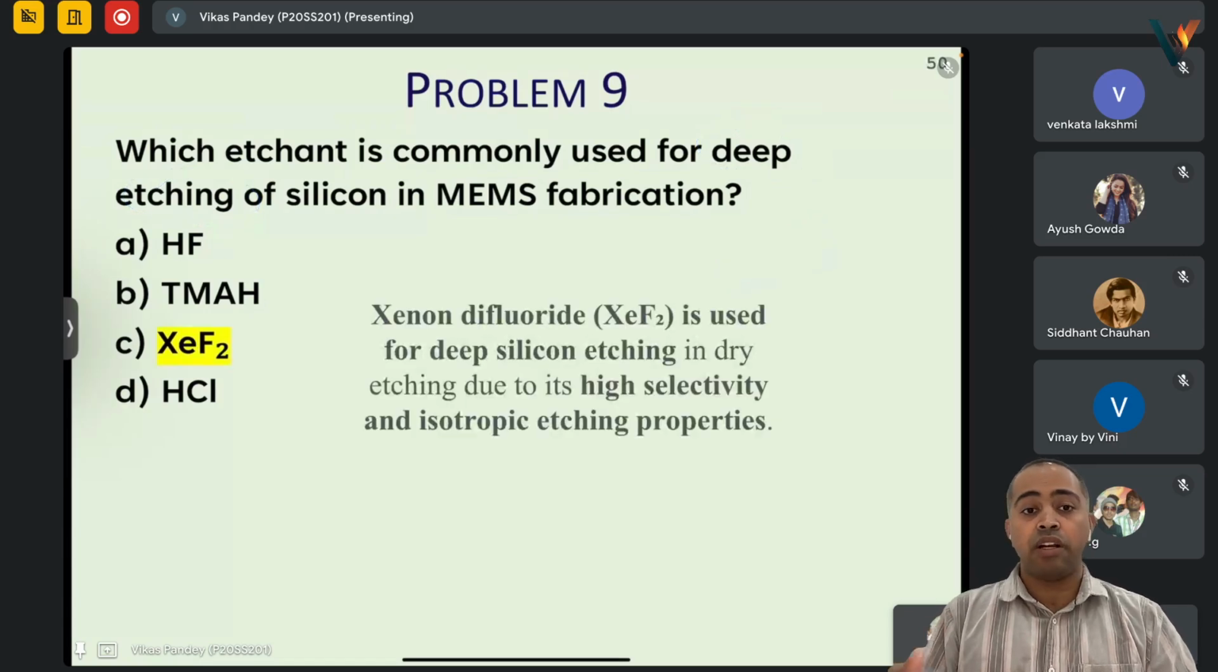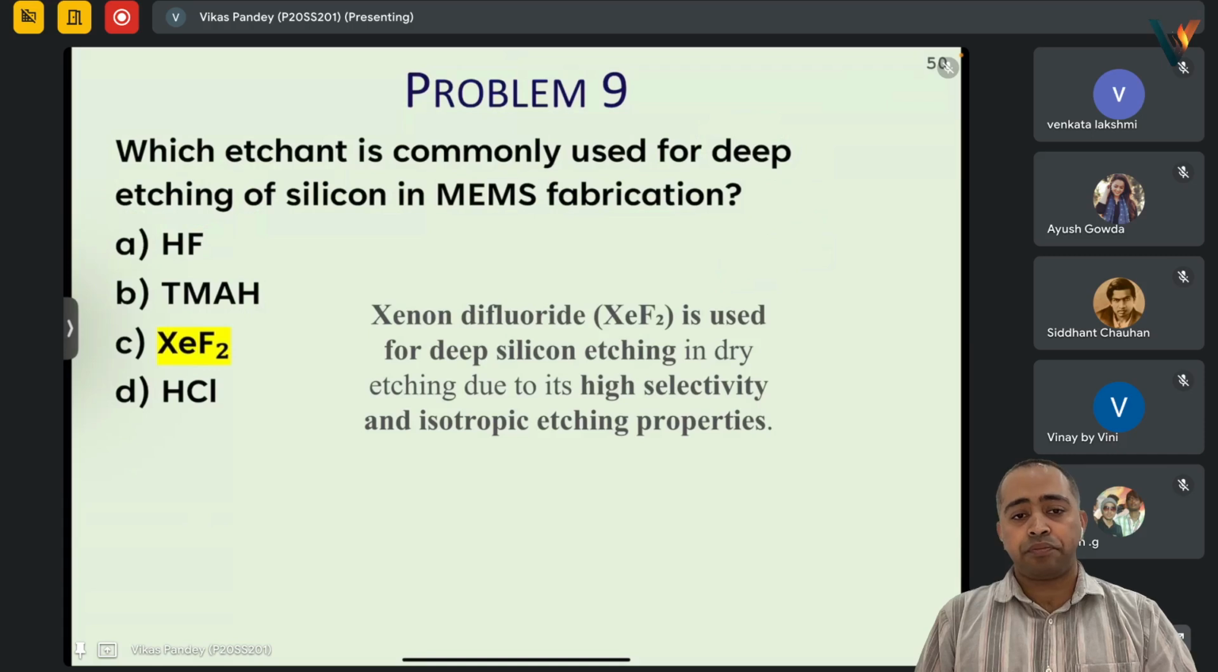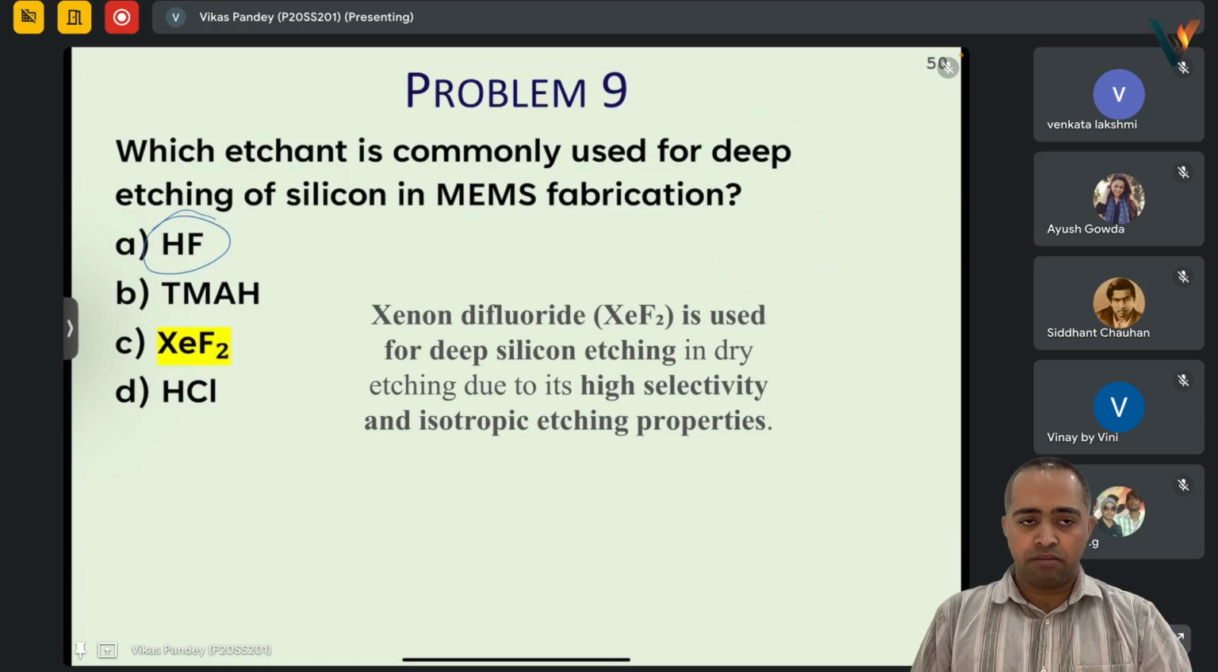So, xenon fluoride. Remember I talked about fluorine-based plasma. That is used for highly selective and isotropic etching properties. HF is not used since it is very volatile, as well as it is liquid, and it is acidic. That's why it is not preferred. So xenon fluoride plasma is used in deep reactive ion etching.